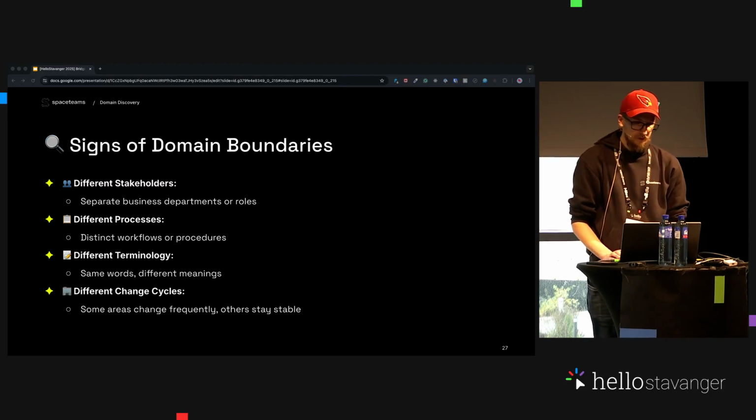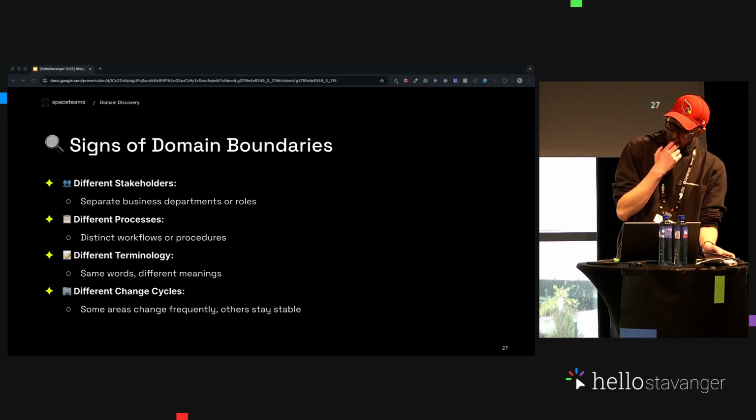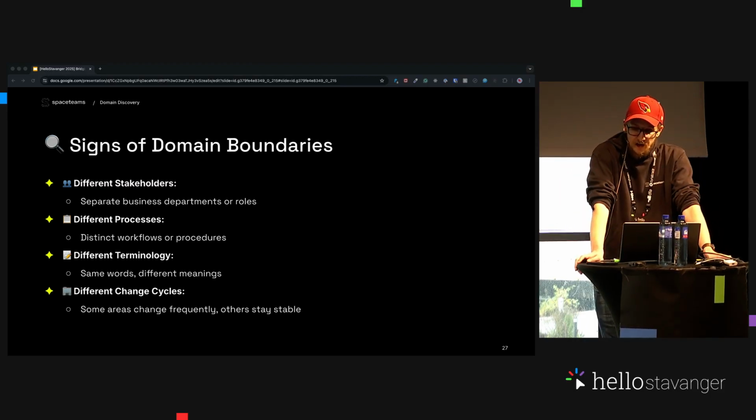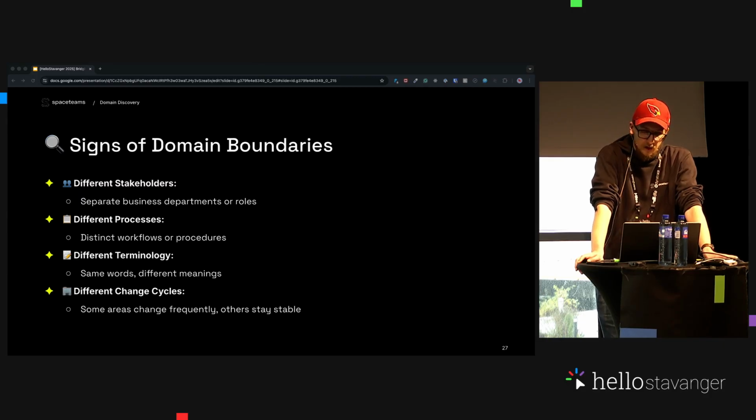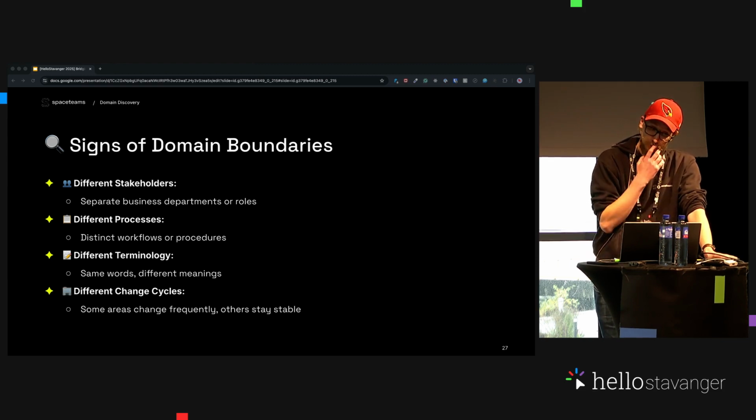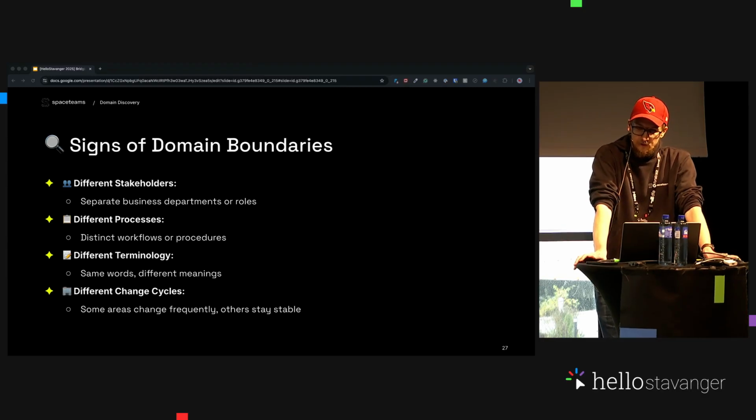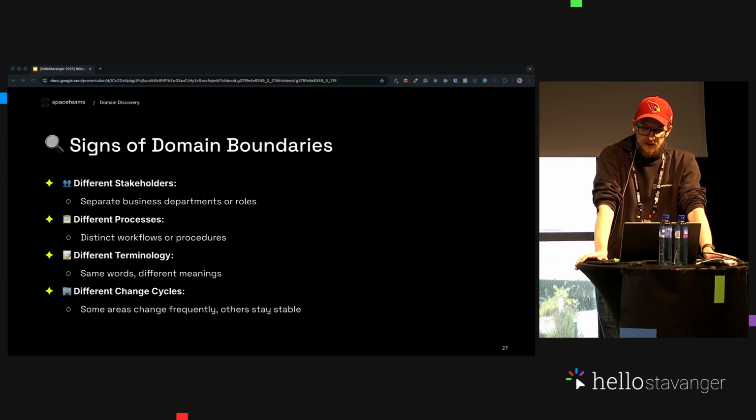And then different change cycles. So preferences, for example, change every sprint based on user feedback, right? On the other hand, the profile data structure stays stable for months. And the orders logic could change with business seasons and regulations. So different rates of change, this means we have separate concerns here, right? And well, in our example, we see all these signs. So we have different teams, different processes, different terminology, and different change rates.